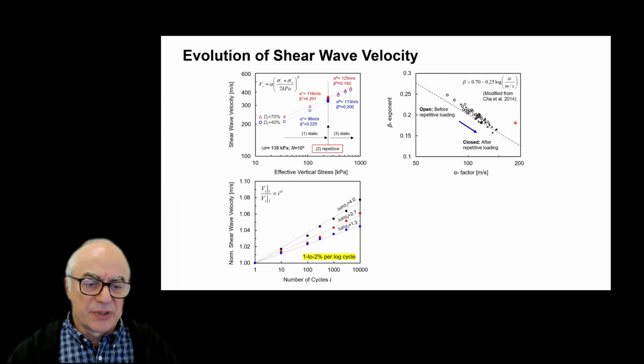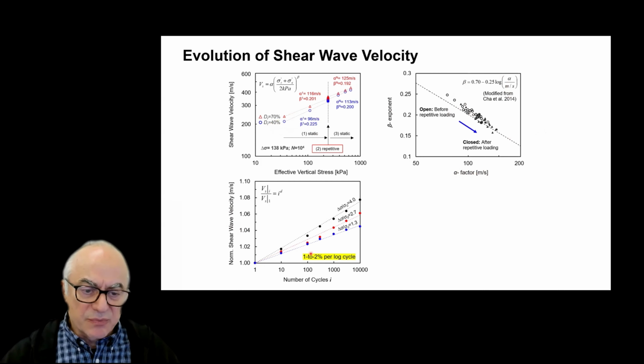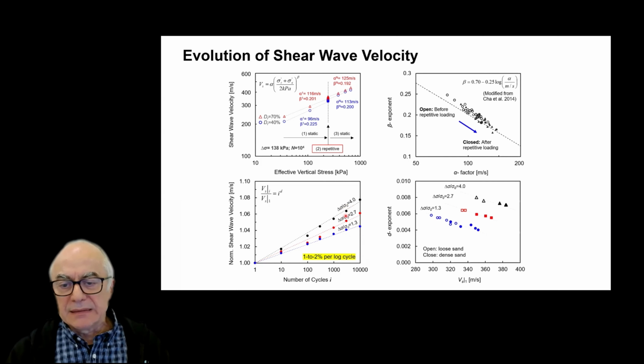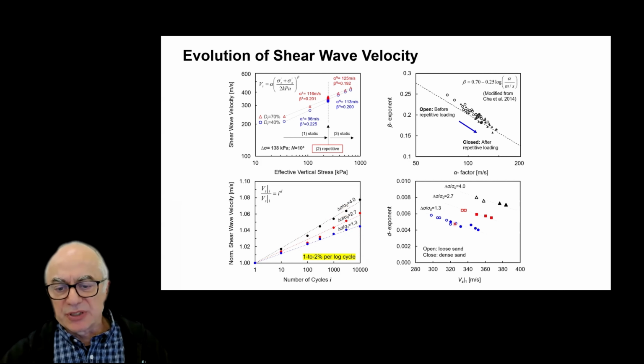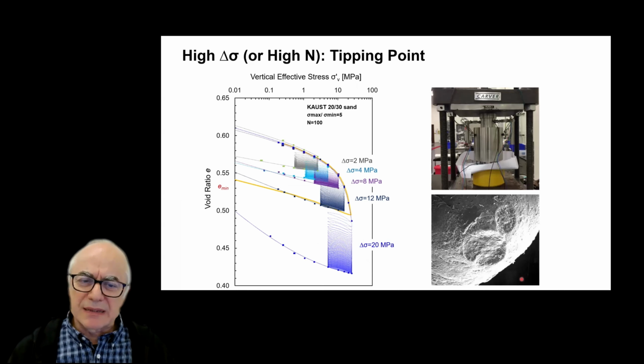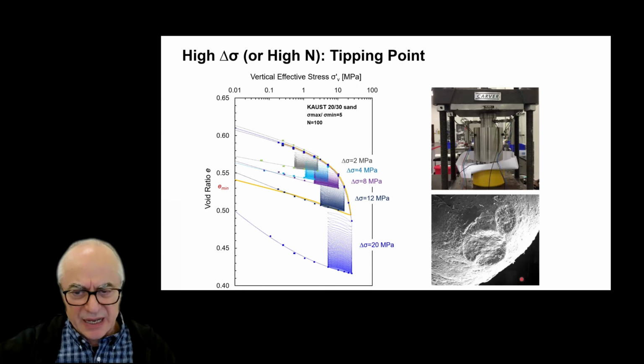Once again, if we put the values that we had mentioned before, the increase per log cycle, now I normalize by the initial velocity in the first cycle, then I see that the rate of increasing velocity per log cycle is 1 to 2%. The higher the stress ratio with respect to the initial stress, the more pronounced this increase will be. And there is this transition between the exponent of these lines with respect to the initial shear wave velocity of the sand.